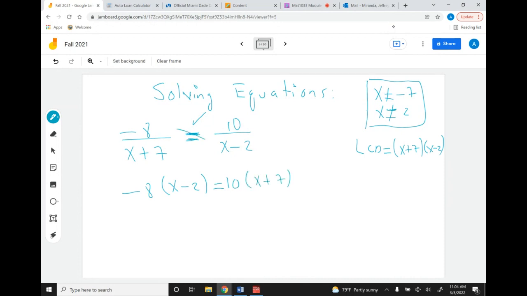And this is what I mean by cross multiply. Okay. But again, that can only be done when you have a single term on the left equal to a single term on the right. Otherwise, you cannot cross multiply like that. All right, so let's solve this. I'm going to distribute the -8.